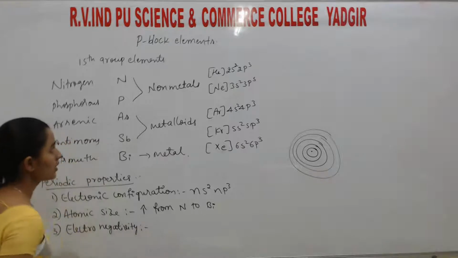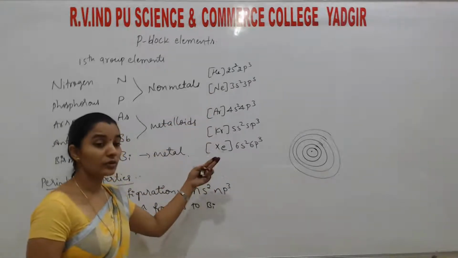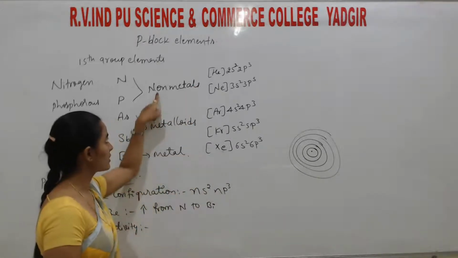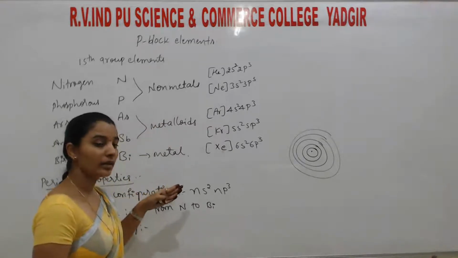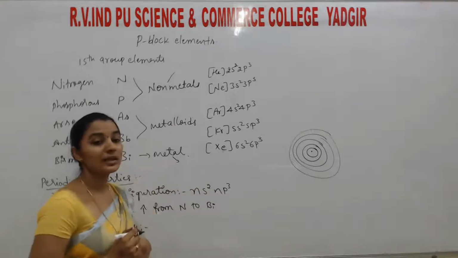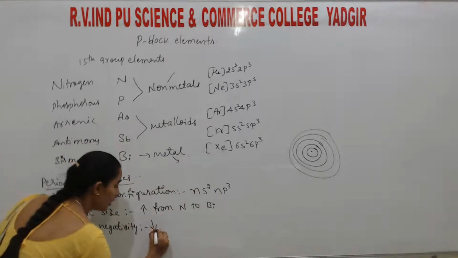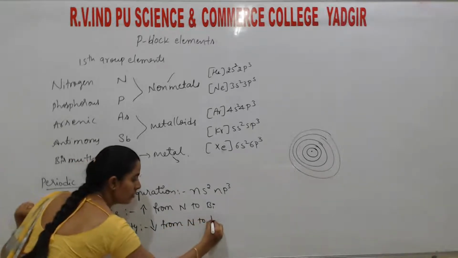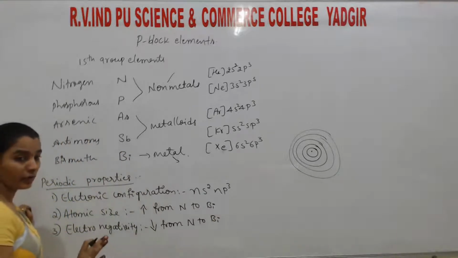You know, students, non-metals have more electronegativity, and metals have less electronegativity. So along the group, metallic character increases: non-metal, metalloid, metal. Along the group, metallic character increases, which means this one is highly electronegative and this one is less electronegative. So that means electronegativity decreases from nitrogen to bismuth. These are the trends you have to remember.